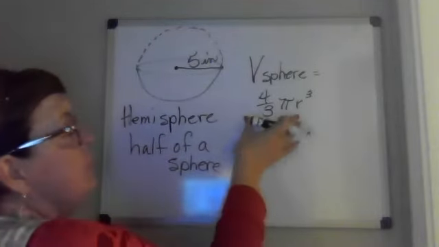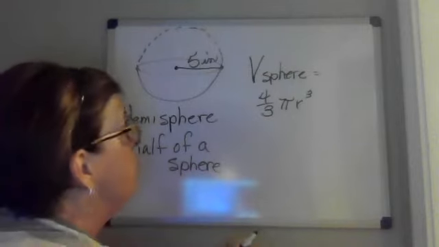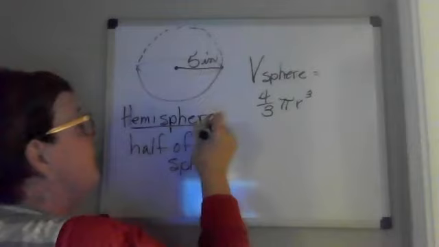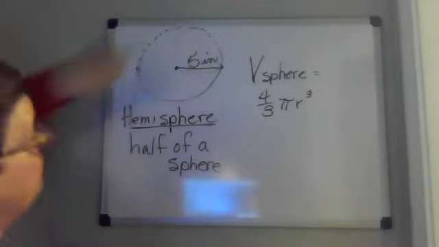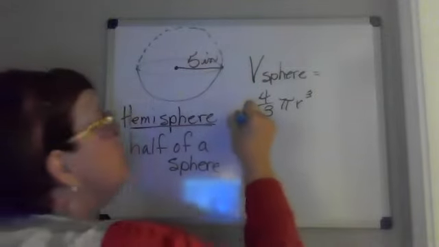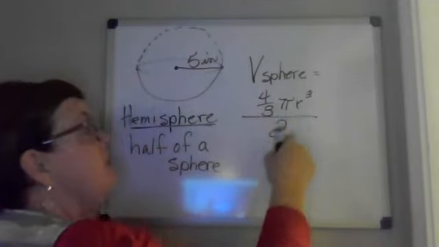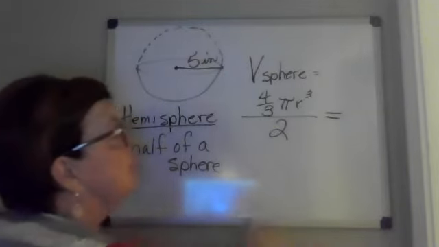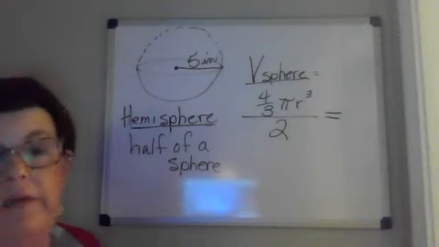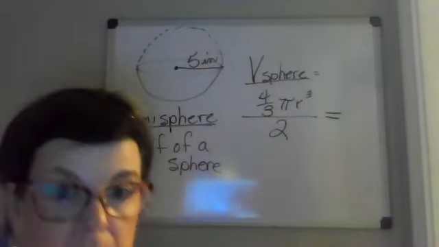But before you begin to start plugging things in here, what you need to do is understand you're doing only half of the sphere, which means we took the whole sphere and divided it by 2, didn't we? So you take this number that you get for an answer up here, then divide by 2. You're simply finding the volume of a sphere and then cutting it in half. That's all you're doing here. So let's work this problem out.